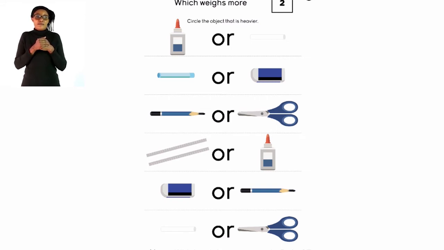The next picture is a crayon and a rubber. Danelle, would you say that the crayon is heavy or is the rubber heavy? Which one is heavy? The rubber. So now you have to make a circle around the rubber because the rubber is much heavier than the crayon. So now you have to do the rest on your own. See if you can do that by yourself. Good.